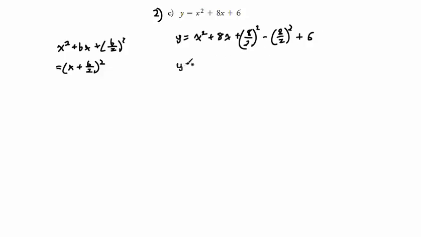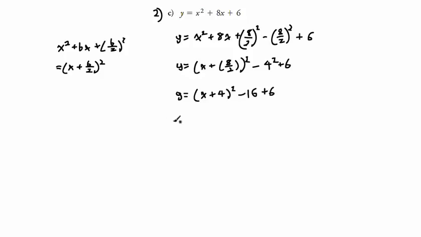So when we do that, this can be factored into x plus 8 over 2 squared. And then obviously 8 over 2 is 4, so that's x plus 4 squared. And we know that 4 squared is 16, so that's minus 16 plus 6. And then we get x plus 4 all to the power of 2, and then minus 16 plus 6 is minus 10.